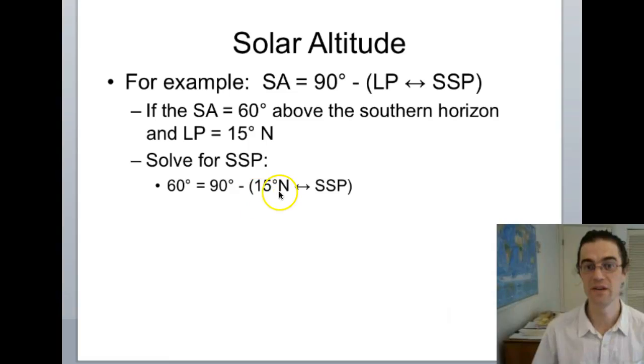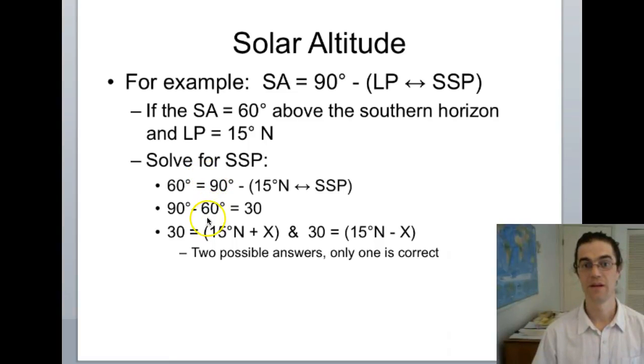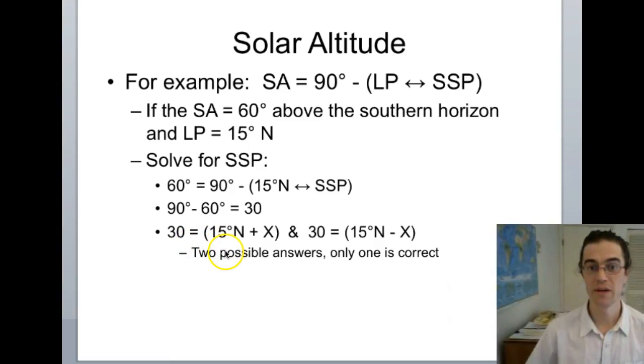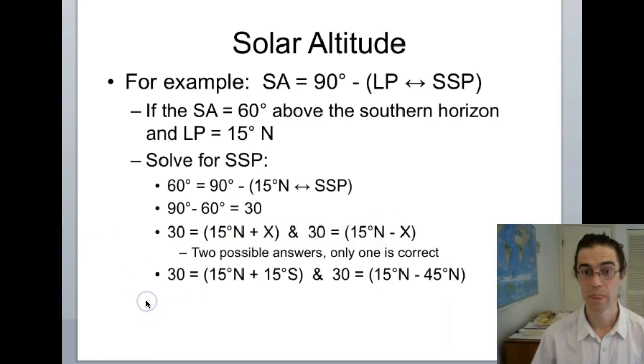So we have 60 degrees equals 90 degrees, take away 15 degrees north, and the difference between that and the subsolar point. 90 degrees minus 60 degrees is 30. So to figure out what that 30, which 30, right? Because there's two possible ways of getting to 30. We could have 15 degrees north plus x or 15 degrees minus x. So we can therefore think through, to add up to 30, we would need to add a 15. That means, right, they would be in different hemispheres. We only add when the two locations are in different hemispheres, so that would be 15 degrees south.